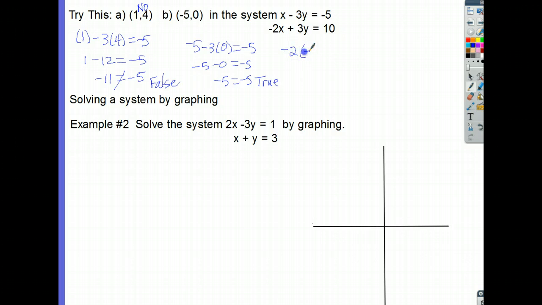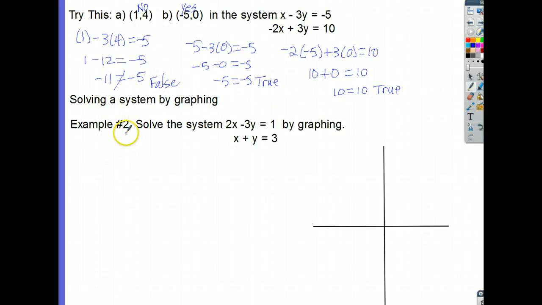Negative 2 times negative 5 plus 3 times 0 equals 10. Negative times negative is positive. 10 plus 0 equals 10. Does 10 equal 10? Yes, it does. It makes this true also, so clearly it's a solution to both of them. Therefore, it is a solution to the system, and we say yes to that one. Okay, all right, moving on to our next example.